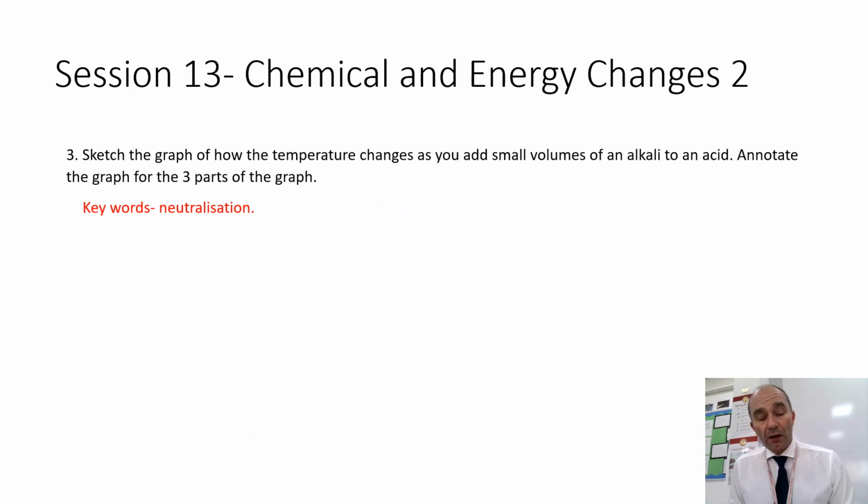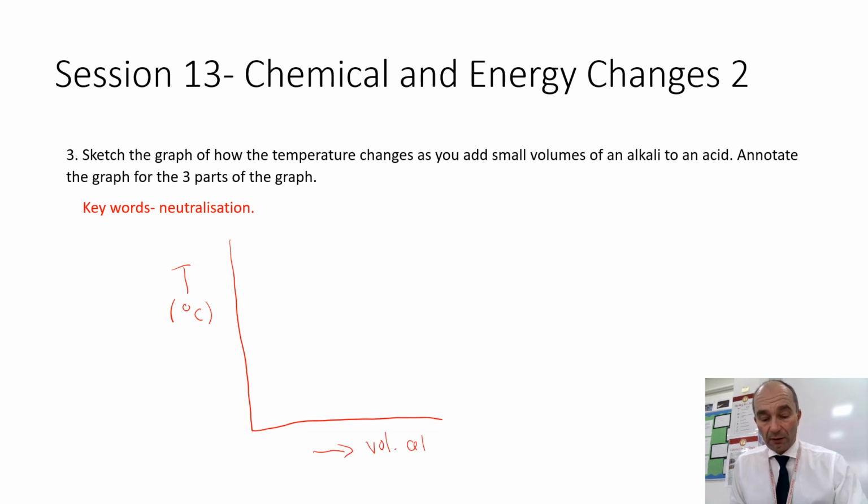Your third activity is to sketch the graph of how the temperature changes as you add small volumes of an alkali to an acid. You need to annotate the graph for the three main parts of that graph. So on your y-axis, you're going to have the temperature change measured in degrees C, and on your x-axis, you are increasing the volume of the alkali that you're adding to the acid. You need to sketch that graph, and your keyword is neutralization.